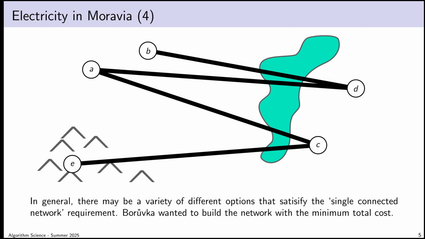So wait a minute, where does the idea of a spanning tree play into this? Because I've mentioned already, and it's clear from the title of the lecture, that we're going to be talking about spanning trees, and yet all of the examples I've shown so far are just different ways of connecting 5 vertices together into a tree. So what Borůvka wanted was a network that connects all cities with the minimum total cost.